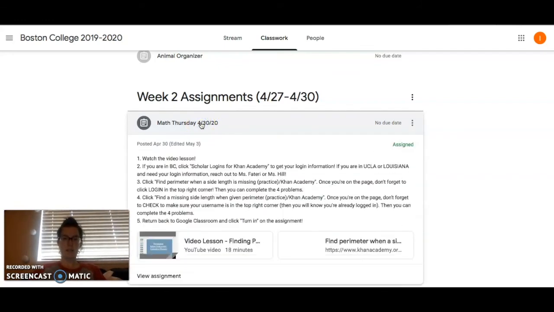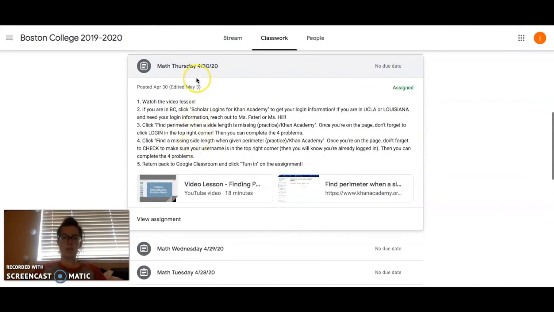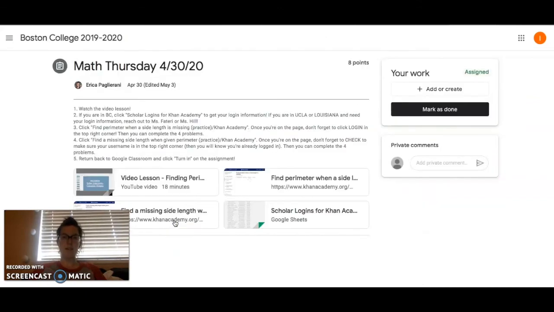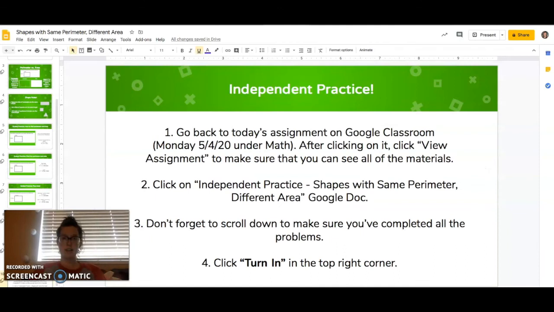So when you click on an assignment, could be for any subject, you want to read the directions first of all, and then click View Assignment down here at the bottom, and then you'll be able to see all of the materials that go with that assignment. I know sometimes it doesn't always show you all of the materials if you don't click View Assignment. So make sure you click that, okay? Then once you do that, you can click on Independent Practice, Shapes with the Same Perimeter, Different Area. It's a Google Doc, okay? Don't forget to scroll down to make sure you've completed all the problems, and once you have, you'll click Turn In in the top right corner.